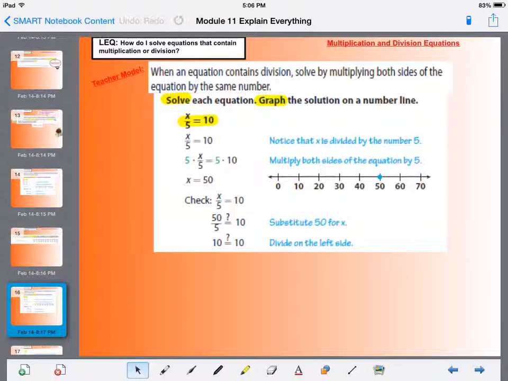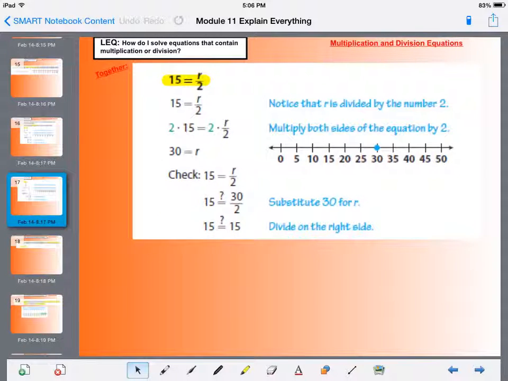x equals 50. So this is another example of solving for r. 15 equals r divided by 2. In order to solve for r, we're going to do the inverse or the opposite of division. We're going to multiply times 2 on both sides to solve for r. r equals 30. When we check it, does 30 divided by 2 equal 15? Yes, and so we can graph r equals 30.